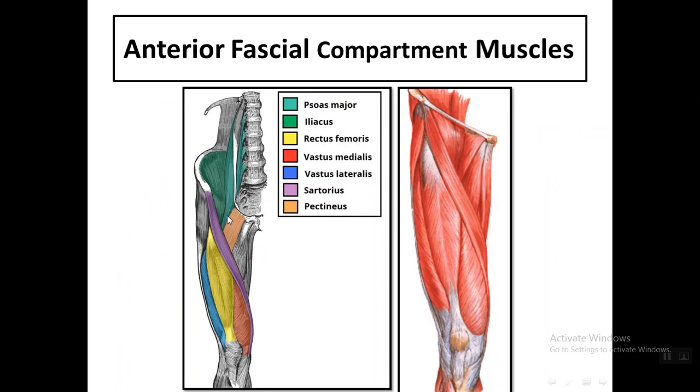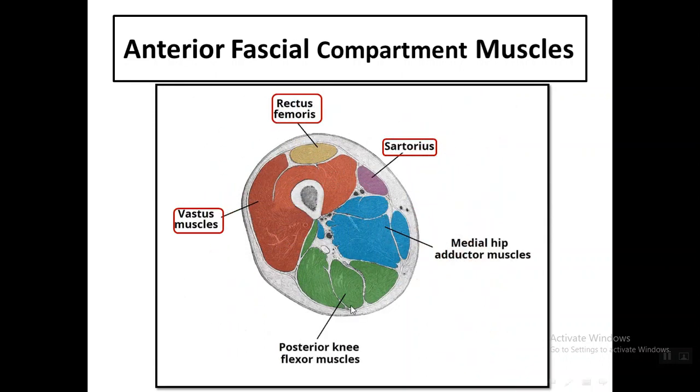صورة ثانية أكبر للmuscle of the anterior fascial compartment. These are the sartorius. هذه هي الإلياكس والسوس نسميهن إليوسوس. هذه هي البكتينيوس وهذه هي الكوادريسبس فيمورس، العضلة الرباعية. This is a cross section مقطع عرضي in the thigh, and we can see these are the muscle of the anterior compartment. قاعد نشوف هذه هي السارتوريوس، هذه هي الكوادريسبس.